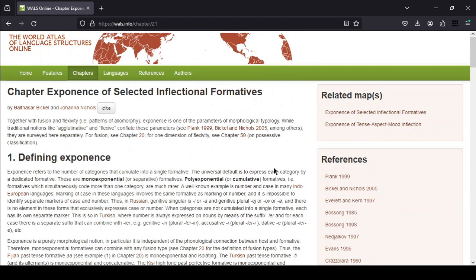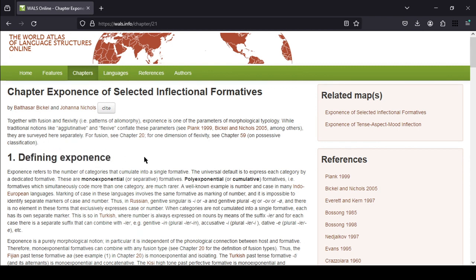So this is the chapter Exponents of Selected Inflectional Formatives. And this is, again, by the same authors as the last one, Balthasar Bickel and Johanna Nichols. They talked about exponents a little in the last chapter, if I recall correctly, but it looks like we're going to learn more about it. They're going to even define it for us, so that's pretty exciting.